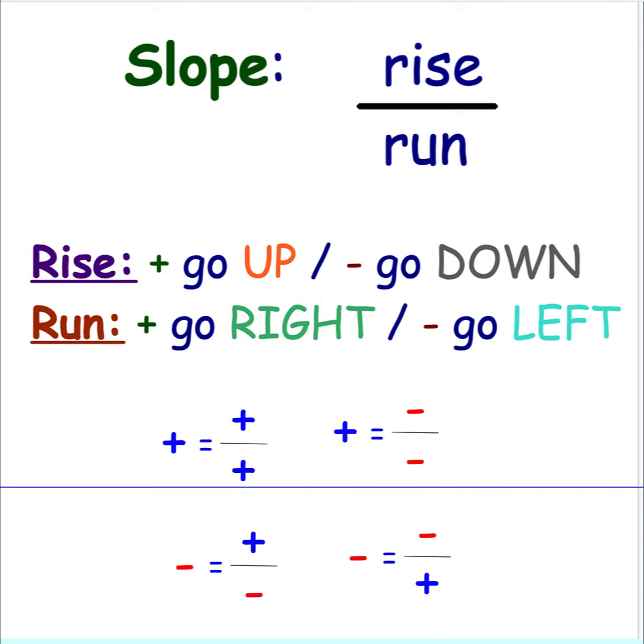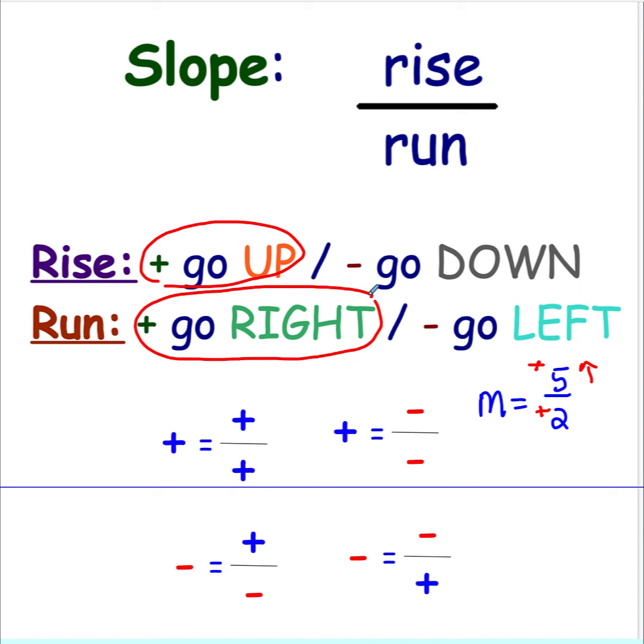So if we had a slope like m equals 5 over 2, and I was saying, okay, what are the directions that slope is telling me to go? So if I treated this like a positive over a positive, well, rise being positive means go up. Run being positive says go to the right. I also could do it, okay, as a negative over a negative. And if I did it that way, then it would be down and left. So that means for every 5 units I would go down, I would go left 2.